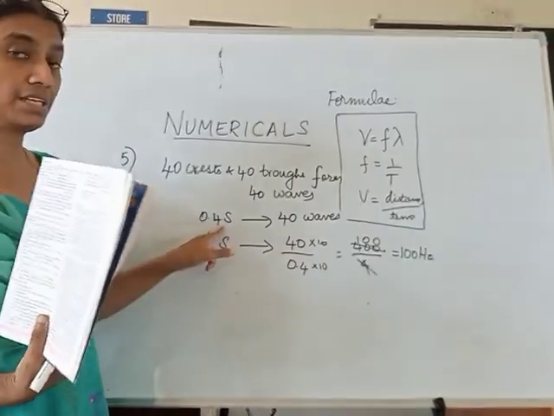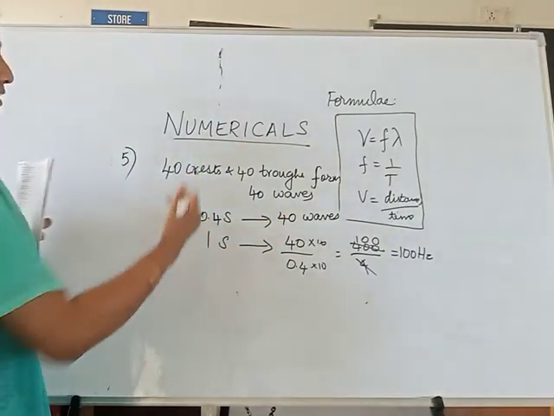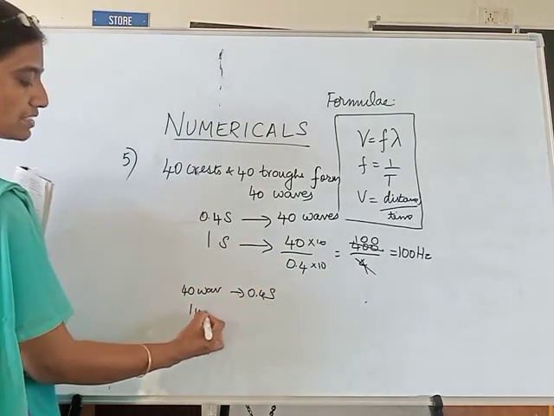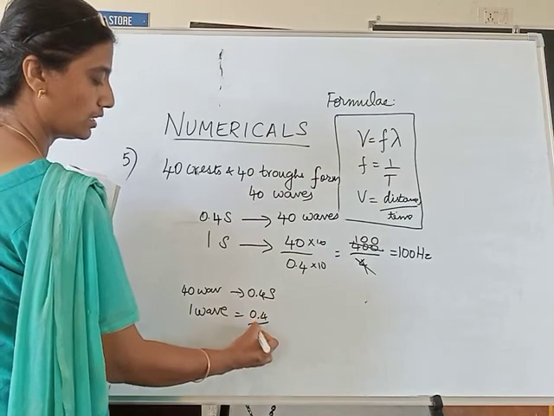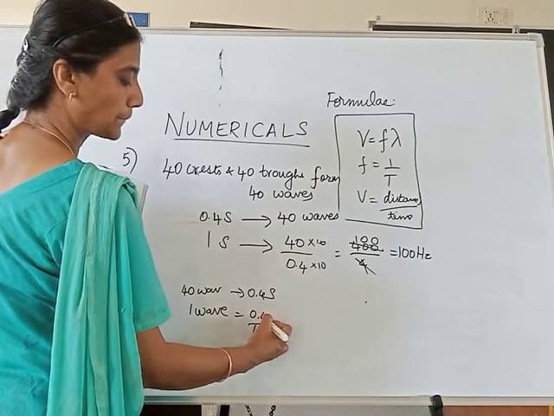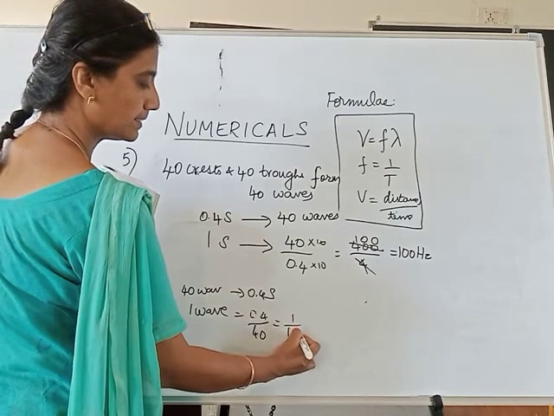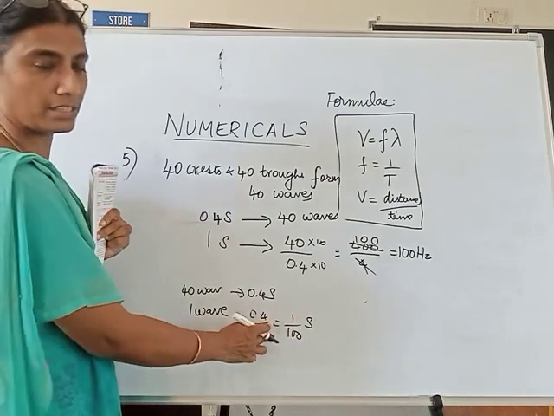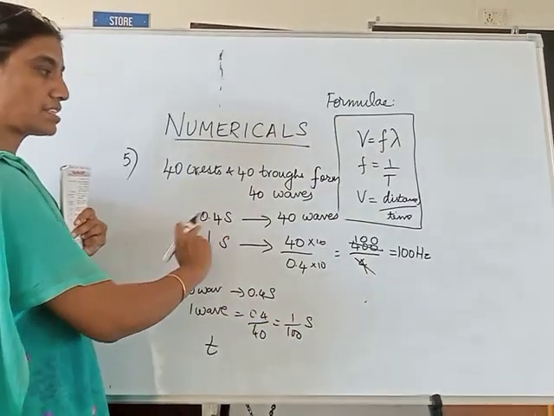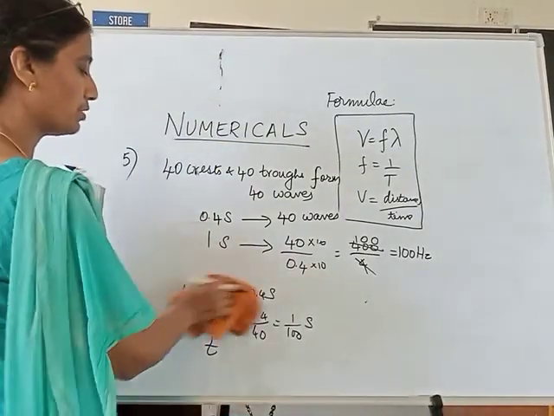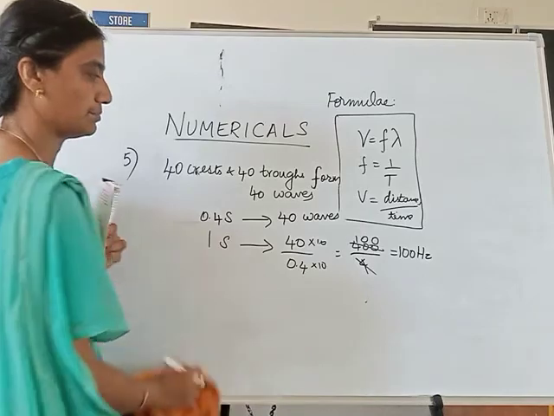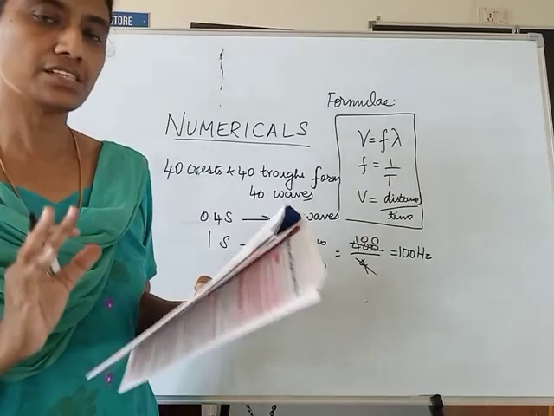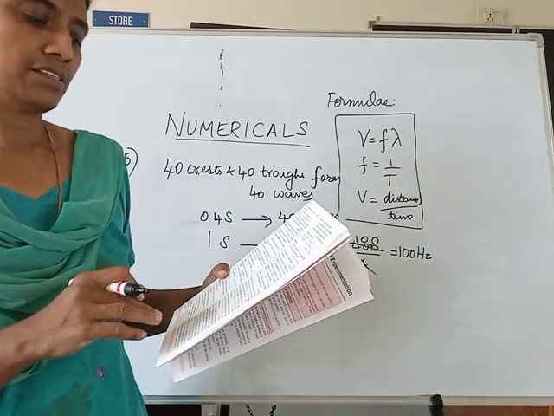So be careful. The other way, if I had written that 40 waves are produced in 0.4 seconds, then one wave is produced in 0.4 by 40. That will be 1 by 100. That will give me the time period, because the time taken for one wave will be 1 by 100 seconds. So if they are asking for frequency, then you have to find the number of vibrations produced in 1 second. These are very simple, the calculations are not big, but you need to be very clear about the concepts and definitions. After this, you can do the sixth one.